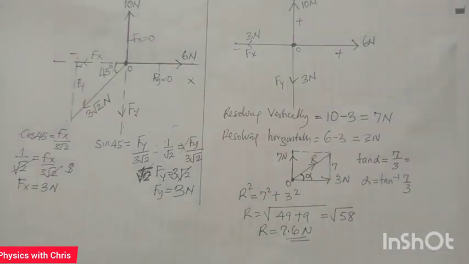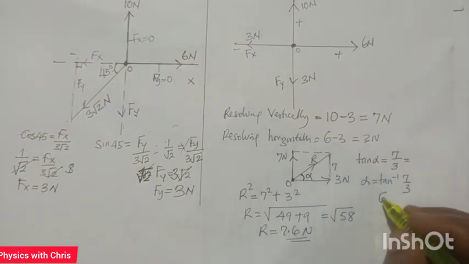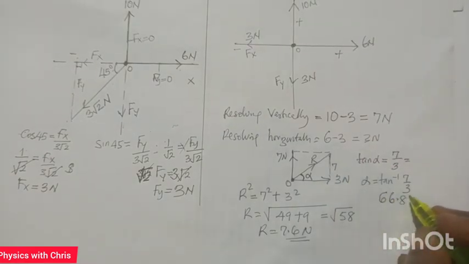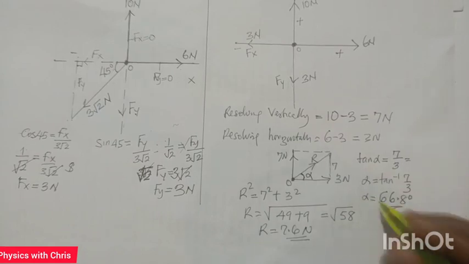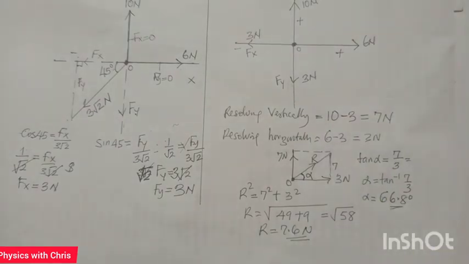So for my machine here, I want to find the tan inverse of 7 over 3. Tan inverse of 7 over 3 gives me my answer as 66.8 degrees. So that is the direction, 66.8 degrees. That is the direction of the resultant vector. In the next video, I'm going to take another question to find the resultant again of more than two forces.